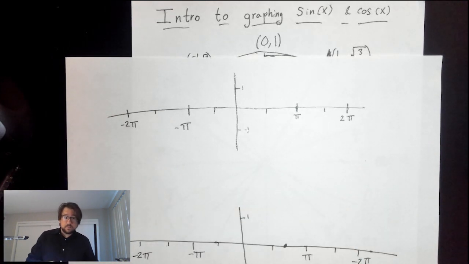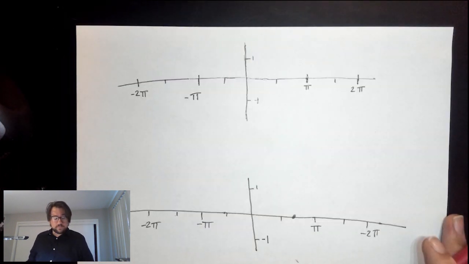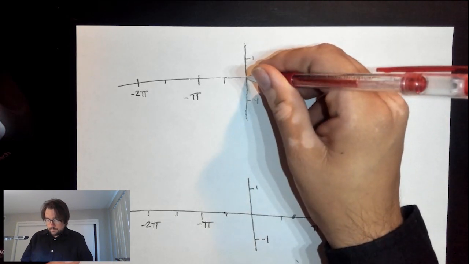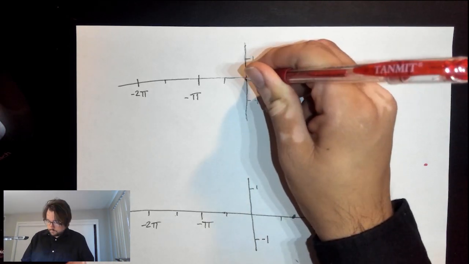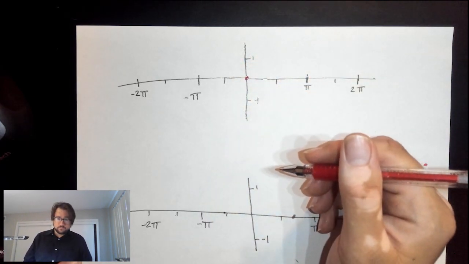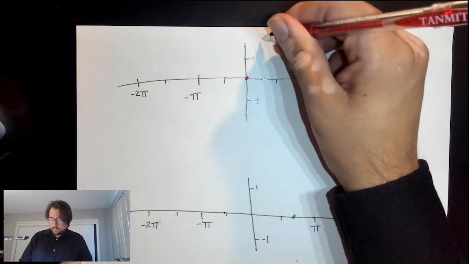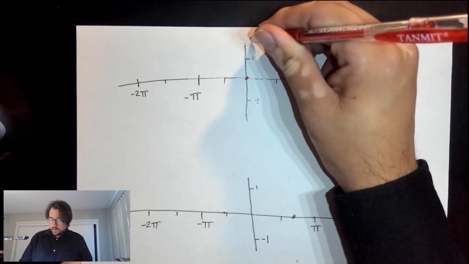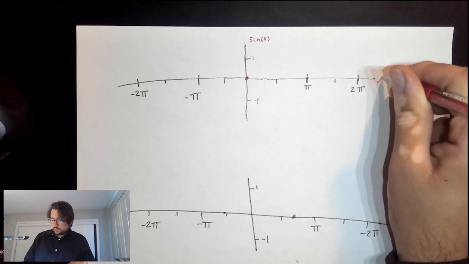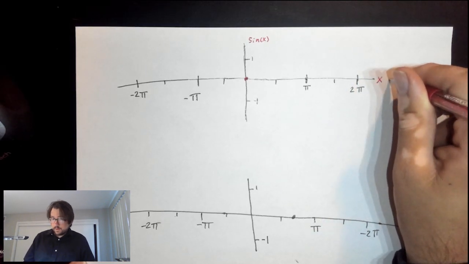Let's graph our sine values on this first graph. If I wanted to graph the sine of 0, I can look again at my unit circle and see that the sine of 0 is 0. So at 0, I can put the value of 0. I'm making this my sine of x graph. So on my y-axis will be the sine of x. And of course our x-axis will be the x value, or the radian value.